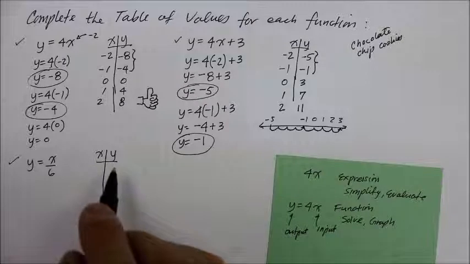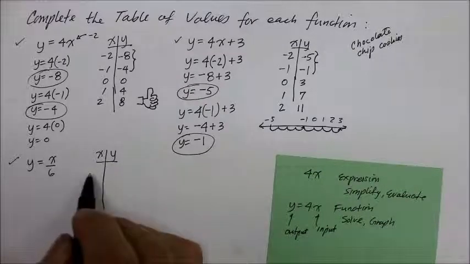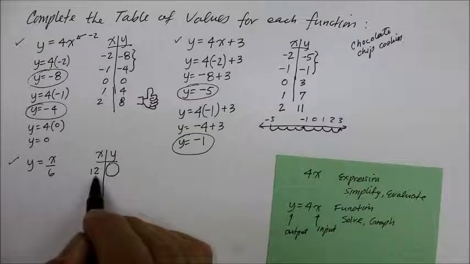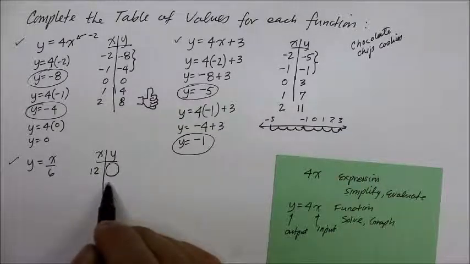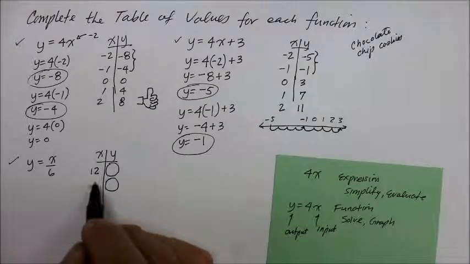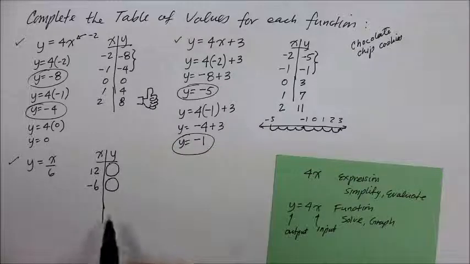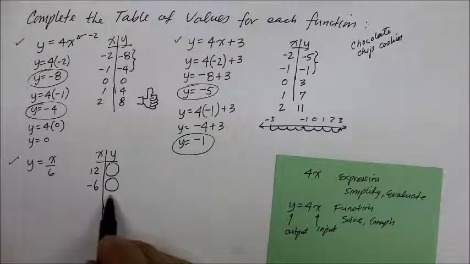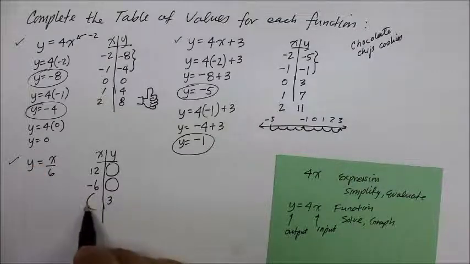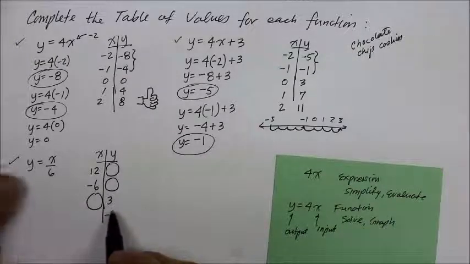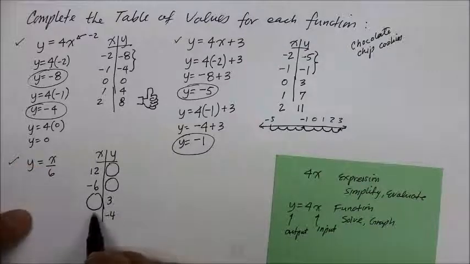Okay? For example, what would the y be if I let the input be 12? And what would the y be if I make the input to be -6? And how about if I go the other way around? What if the y came out to be 3? What must my input be this time? And also, if my output was -4, what would the x be?